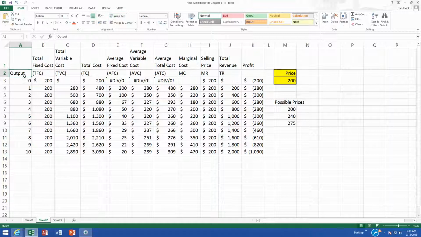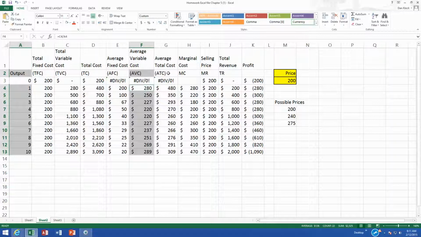So I want to graph output, so I'm just going to click on output, but I don't want to do the 0 because that would really not help my graph at all. So I'm clicking on output, and then I'm just going to hold the control key down because I want to select cells that are not touching. So I click once on output, and then with the control key down, I'm highlighting 1 through 10. I also want to graph my average variable cost, because again, if I can't cover my average variable cost, I gotta close down.